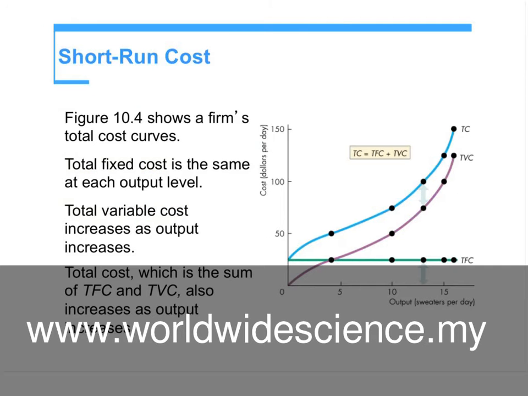But total variable cost increases as the output is increasing. So as you're increasing your output, you're using more electricity, you're paying more overtime and all that. So it's increasing according to the output. But the total cost, which is the sum of the total fixed cost and total variable cost, also increases. So the only one which is stable is total fixed cost.